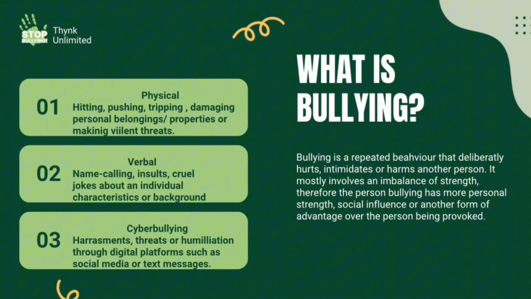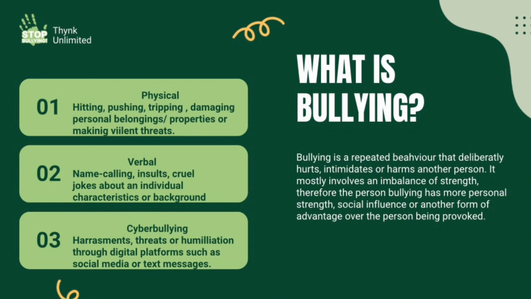What is bullying? Bullying is repeated behavior that deliberately hurts, intimidates, or harms another person. It mostly involves an imbalance of strength. Therefore, the person bullying has more personal strength, social influence, or other form of advantage over the person being targeted.